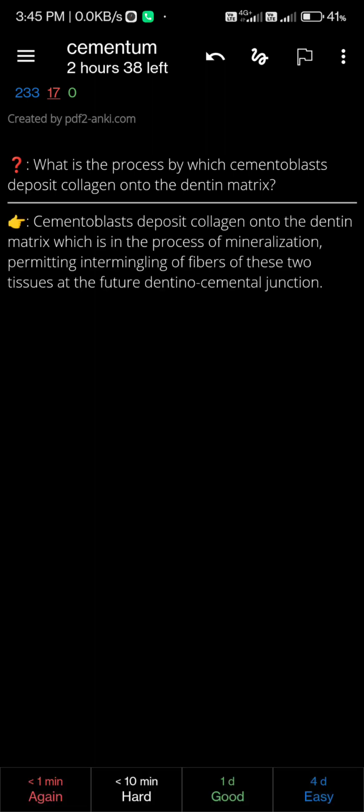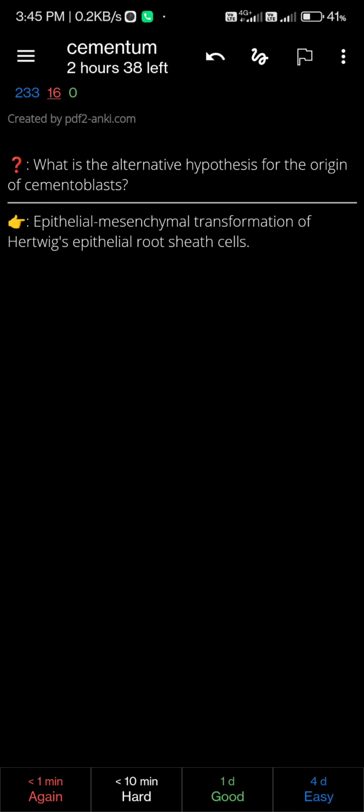What is the alternative hypothesis of origin? It is from the epithelial mesenchymal differentiation, or transformation, of Hertwig's epithelial root sheath.